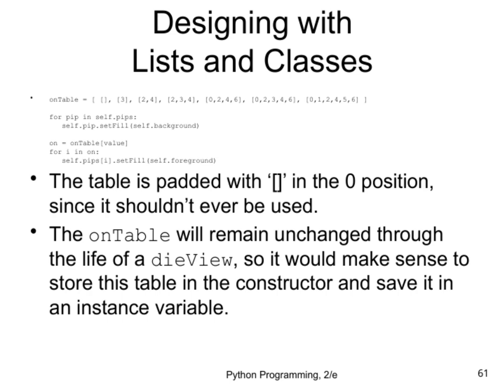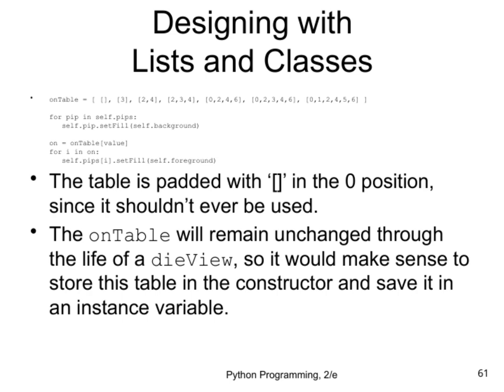This way, we avoid recreating the table each time we update the display. Now moving to the loop. For each pip in self-pips, we first set its fill color to the background color. This effectively turns all pips off initially. Then, we look up the current values list in onTable, which tells us exactly which pips need to be turned on. We iterate through this list and set those specific pips to the foreground color, lighting them up.